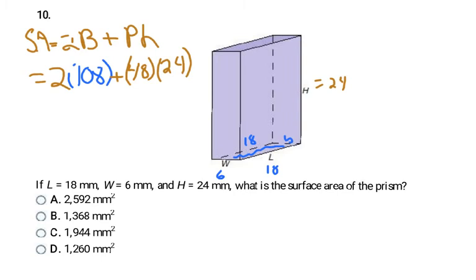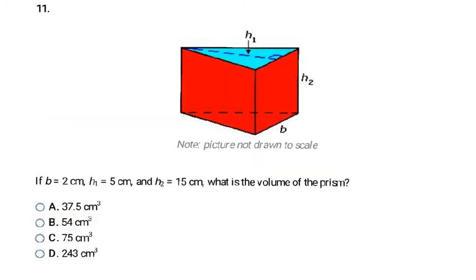So then I go ahead and I do the multiplication first. 2 times 108 is 216. And I add that to 1,152. And then I add those two numbers together to get 1,368. I'm talking about area, so my units is millimeters squared. And that makes my answer B.